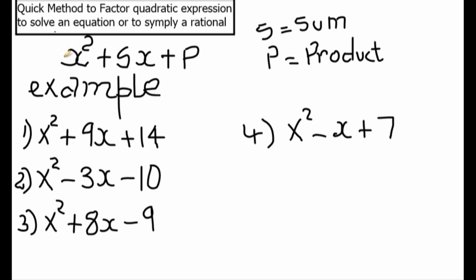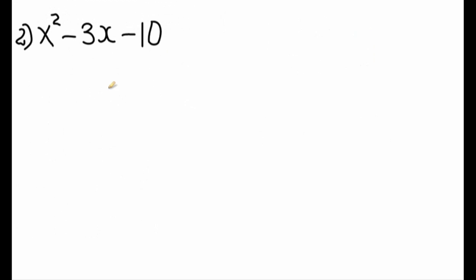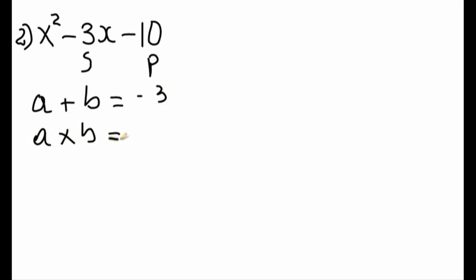Okay, so when you have this expression, you try to see if you can find two numbers such that you get the s, which is the sum, and the p, which is the product. Let's keep on. Next one, the same way, s now is -3 and the product is 10. So I'm trying to find two numbers such that a plus b is -3, and a times b is 10.